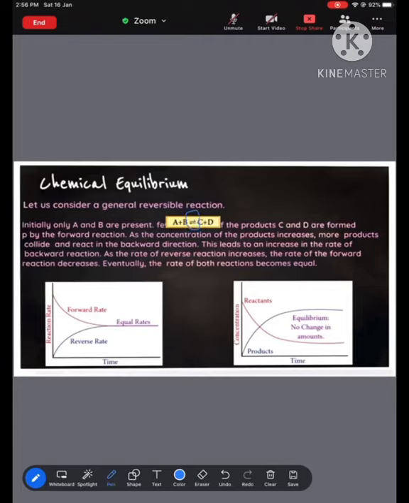So what happens? Initially the forward reaction is going to produce C and D, so the products will increase. As more and more of C and D is produced, they will collide with each other and react in the backward direction, or the reverse process will happen. So this leads to an increase in the rate of the backward reaction. As the rate of the reverse reaction increases, the rate of the forward reaction will decrease. Eventually the rate of both reactions will become equal at the state of equilibrium.